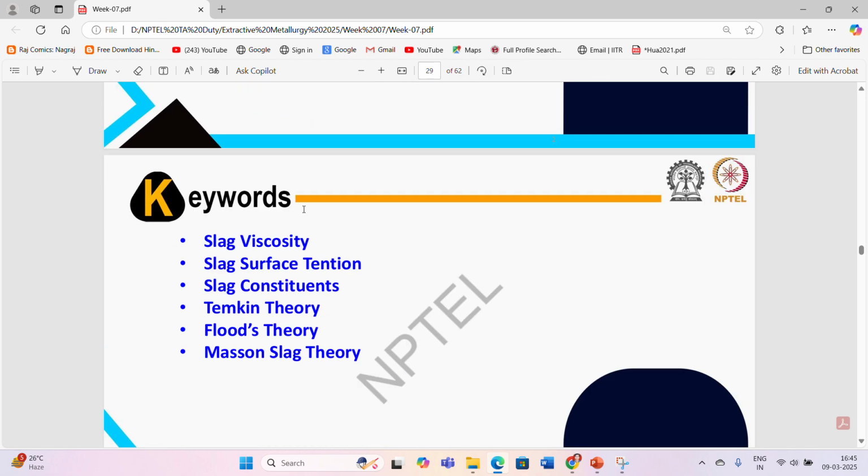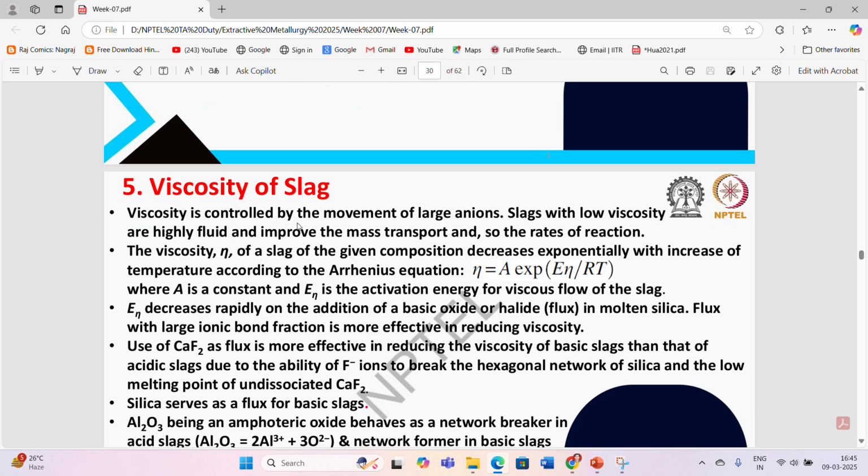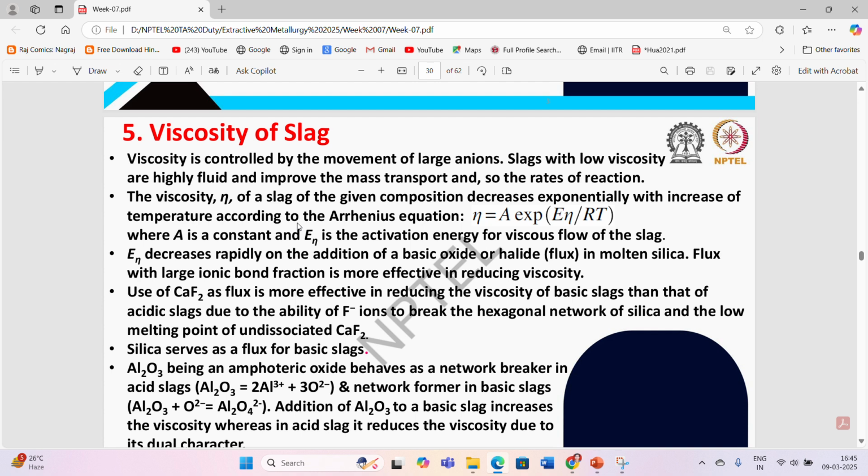Now coming to the next property, that is viscosity of slag. During the whole smelting process, as we had already talked about, we have to control the viscosity of the process and facilitate proper slag formation, so that the desired minerals can go into the liquid metal phase, and the undesired ones should go inside the slag phase.